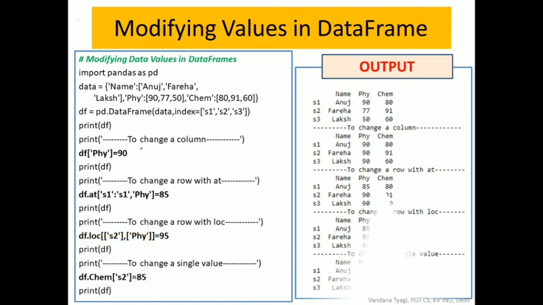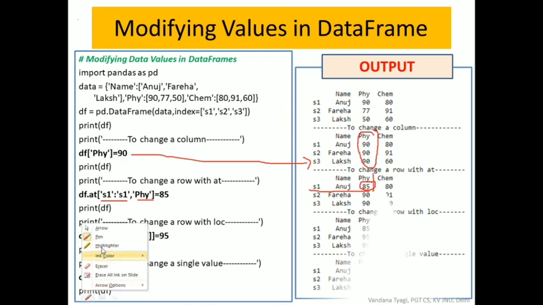Now if you see physics 90, all the marks are changed to 90 here. After this statement, if I print my data frame, all the marks are changed to 90. Here using the at operator for student 1, S1, we have changed physics marks to 85. So this is my S1, these are the physics marks, and if you see, we have entered here 85.